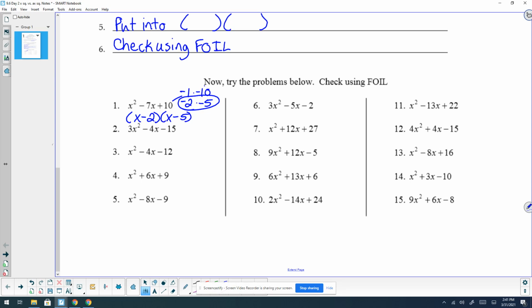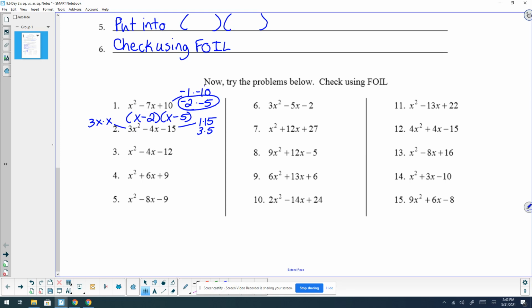Now on to 2. I have 3 in front. I have 3x squared as my first term. So I need to check and see if I have a GCF. So is every number, 3, 4, and 15, divisible by the same thing? In this case, the only thing they could be divisible by is 3. So 4 is not divisible by 3, meaning that I do not have a GCF. So I'm going to make a factor tree of the A term, make a factor tree of the C term, and I have to figure out what combination is going to work to get me to this negative 4x.